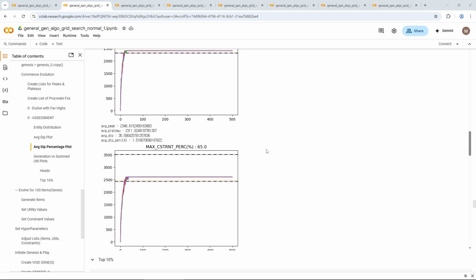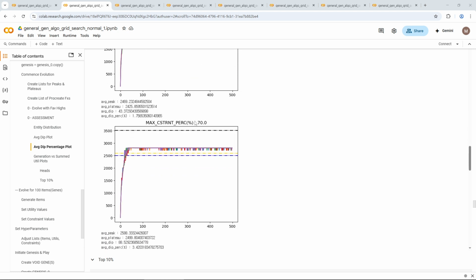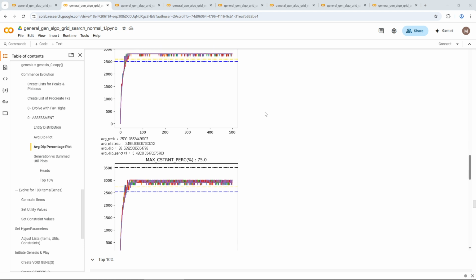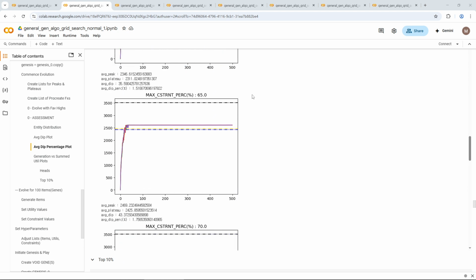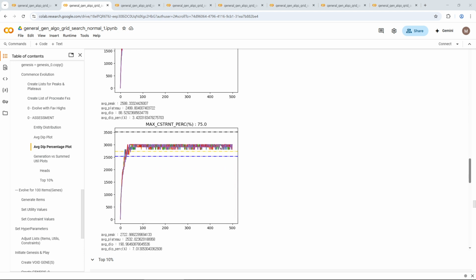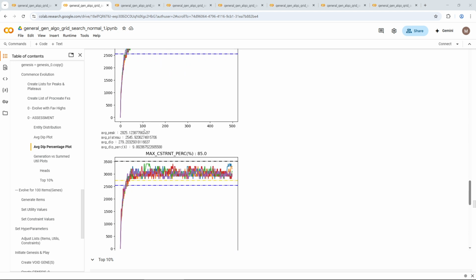Now at 65%, same. 70%, same. Starting from 70%, it gets interesting. 75%, same. Interesting, but same more so. But now there's more oscillation. 80%, very interesting. A lot more oscillations. But we're still trying to reach the maximum ever.